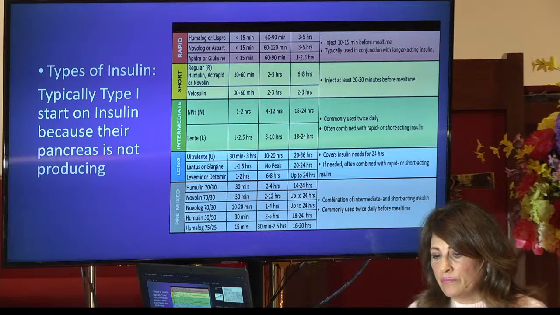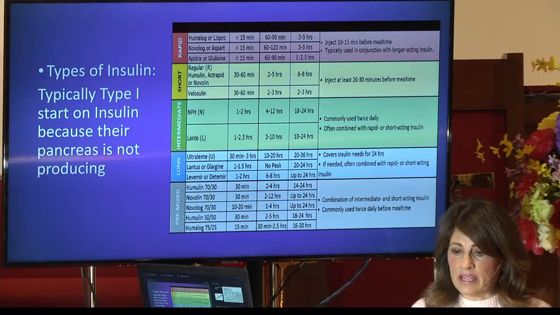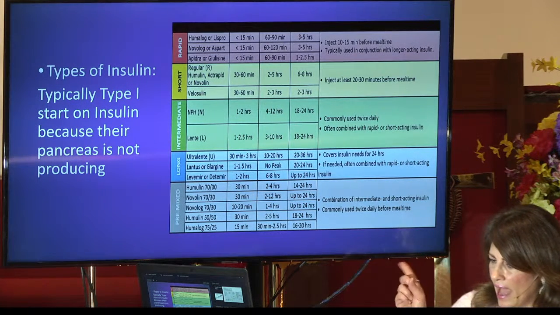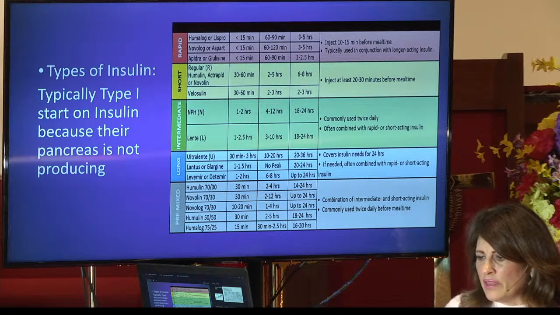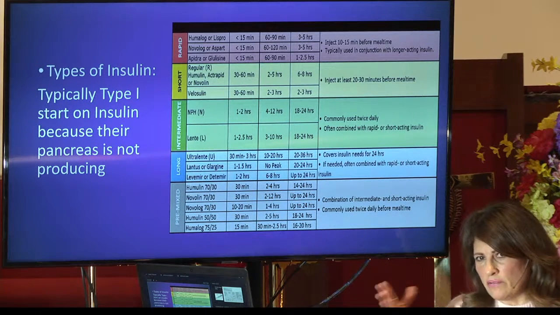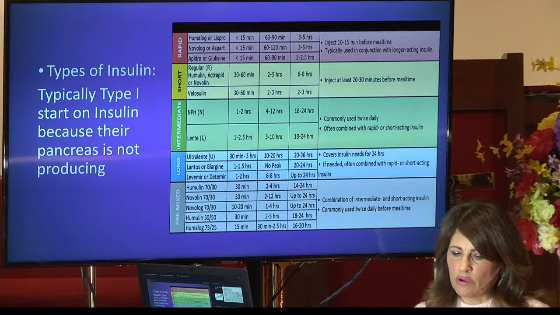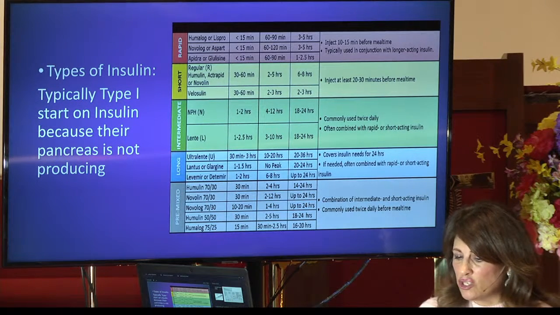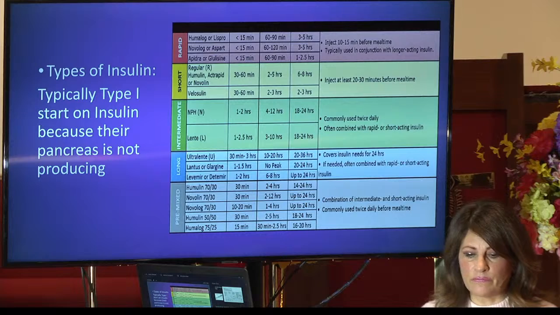The intermediate is commonly used twice daily. That's NPH. Lente, that's an older one. And then long-acting, Lantus, Glargine, Levemir, they cover insulin needs for about 24 hours. Often they're given once a day. And then we have pre-mixed insulins. Individual patient responses to each of these insulins are different and affected by many different factors.